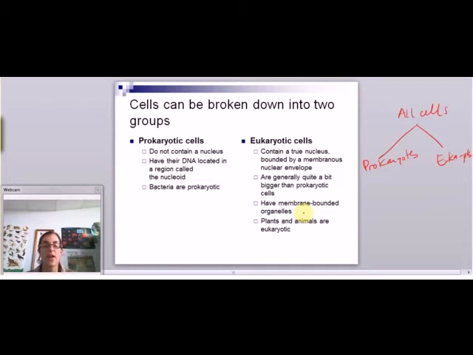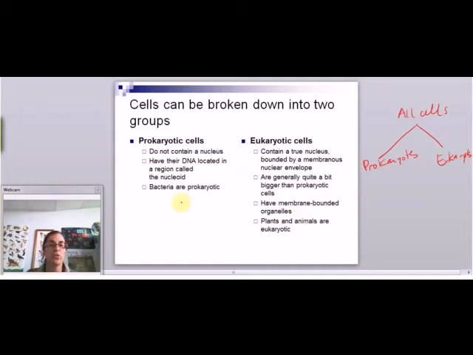Prokaryotic cells, because they don't have a nucleus, are still going to have DNA, because the nucleus houses the DNA, but it'll be in a region called the nucleoid, and it's just kind of floating around in the nucleoid region. Bacteria are examples of prokaryotes. Eukaryotes, again, they have a true nucleus. That means there's a membrane surrounding it called the nuclear envelope.